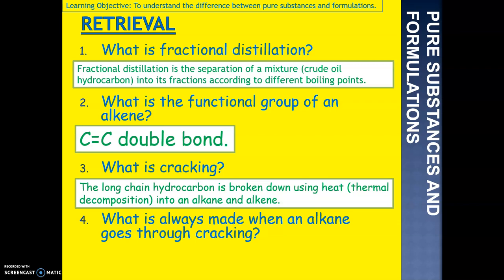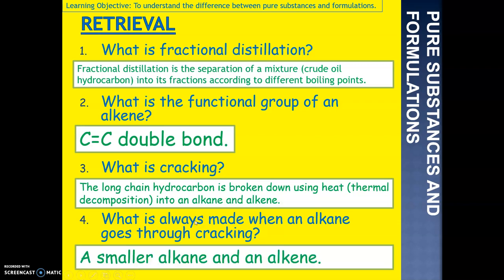And question 4, what is always made when an alkane goes through cracking, the process of cracking? It is a smaller alkane, so a much smaller alkane, and then an alkene. Give yourself a mark out of 4 there, guys. Excellent if you got 4, 3 well done, 2 good, 1 let's focus on the improvements there.